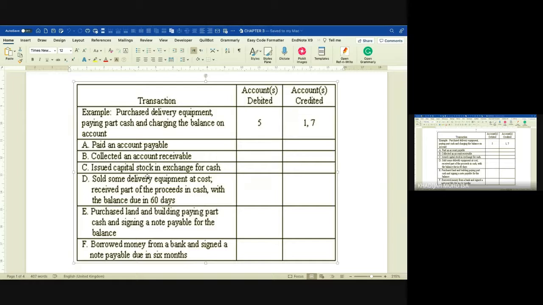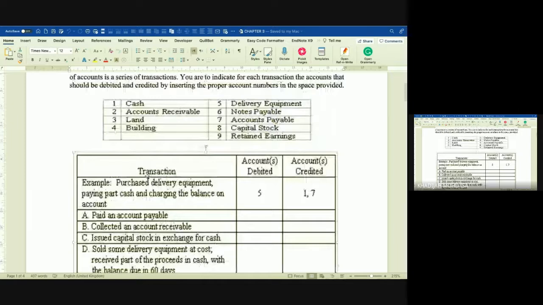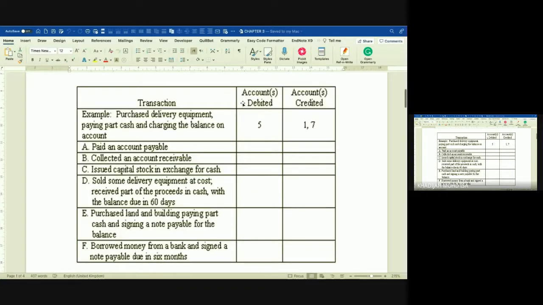You receive part in cash, so cash increases and you debit your cash. The balance will be received in 60 days, so you have accounts receivable. Accounts receivable is an asset, so you debit your accounts receivable. Accounts receivable is number 2. So we have number 1, and then the delivery equipment goes out, so you credit that account.